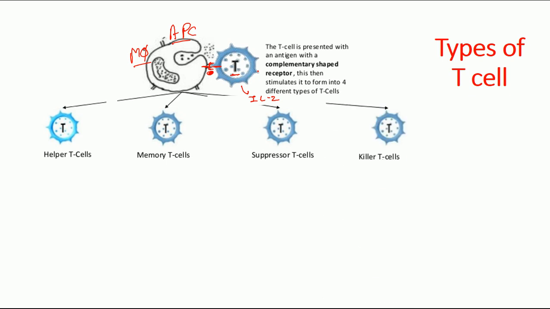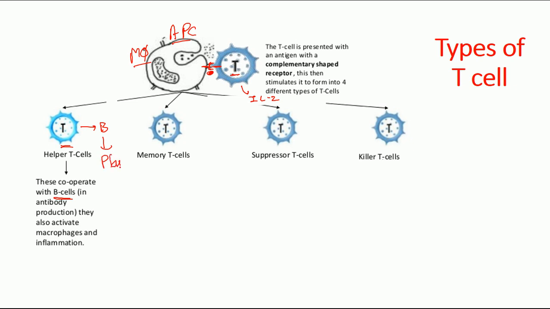Now if you look at the first type, which is the helper T cell, the most common type of all, these helper T cells cooperate with other cells like B cells. These helper T cells activate those B cells and convert the B cell into plasma cells, because plasma cells are antibody producing factories. Also, helper T cells can interact with macrophages and other antigen presenting cells to finally cause inflammation or an inflammatory response.